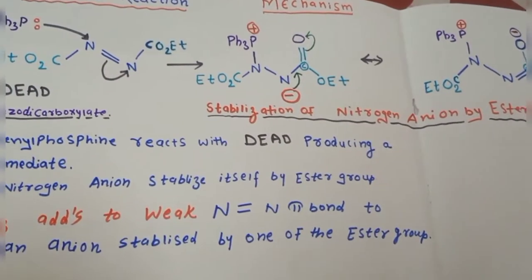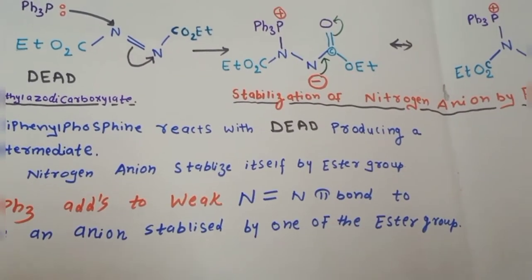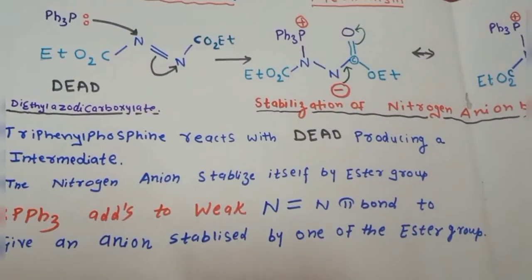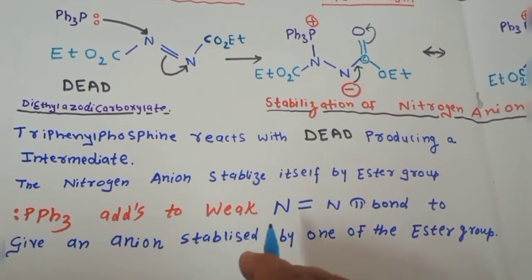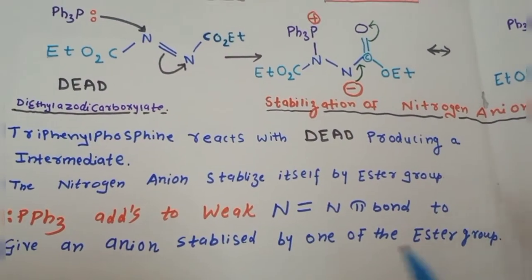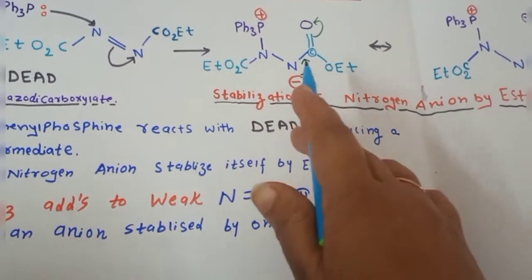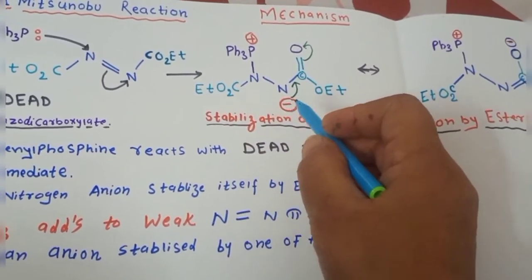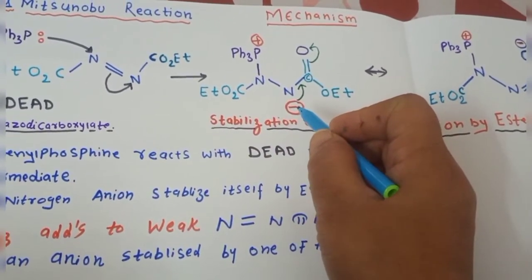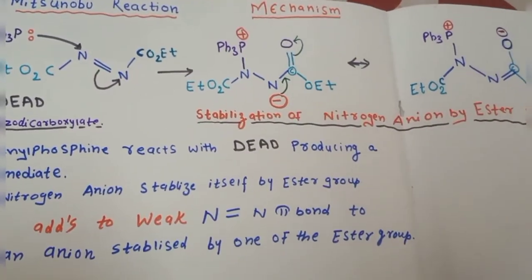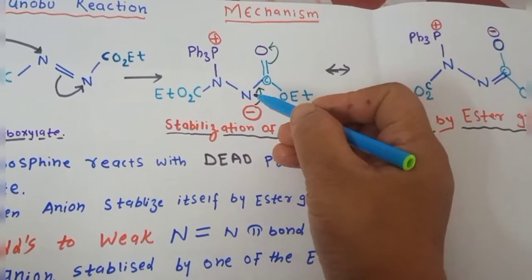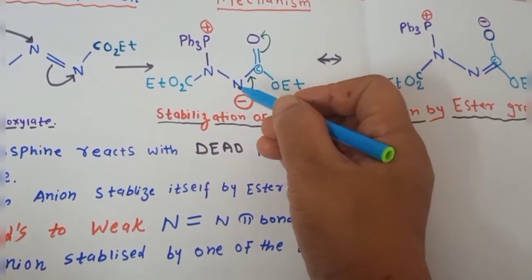So you can easily note down the points. I hope the first step is clear. The first step is that PPh3 adds to the nitrogen bond and gives an anion which will get stabilized by the ester group. This anion nitrogen will have the negative charge here. Again, it has to get stabilized, so it will move the negative charge further. Here one bond will form between the nitrogen and the carbon.